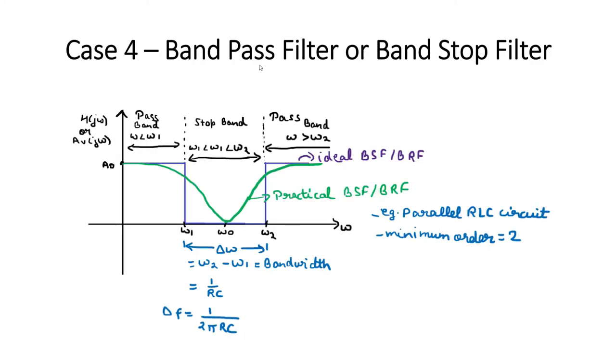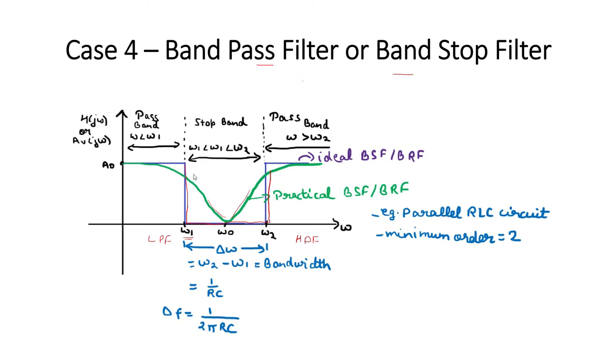Now our fourth case is the band reject or band stop filter. Again it is a combination of low pass filter and high pass filter. How? It passes the frequencies which are less than omega 1, so here it is a low pass filter, and then it passes the frequencies greater than omega 2, so here it is a high pass filter. Therefore it blocks a certain band of frequency. For ideal filters its cutoff is sharp, but for practical ones it is decreasing and increasing gradually.